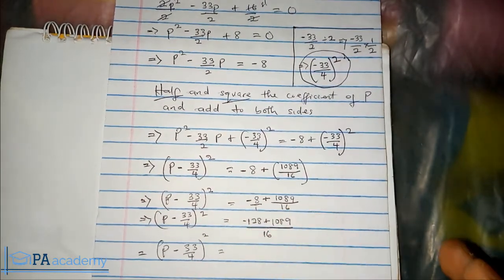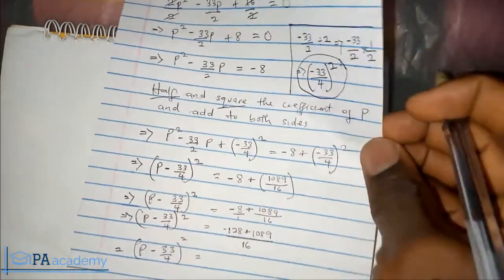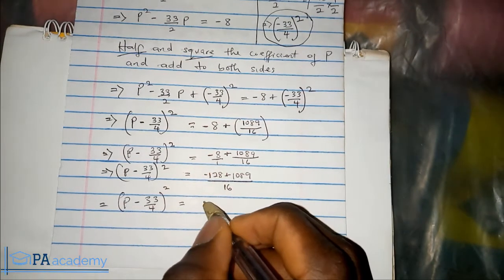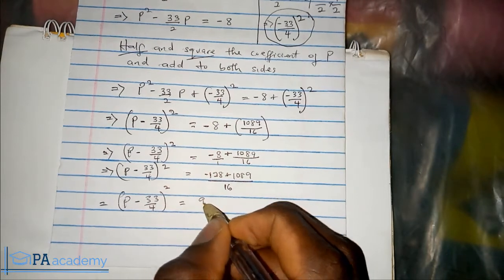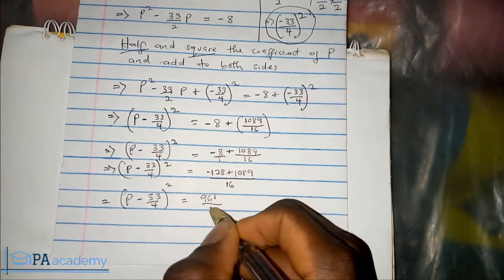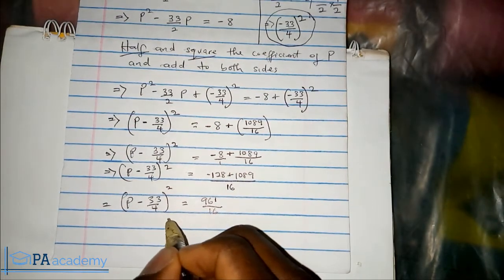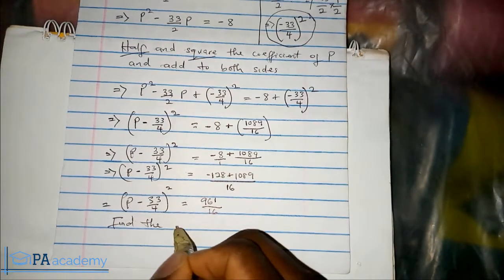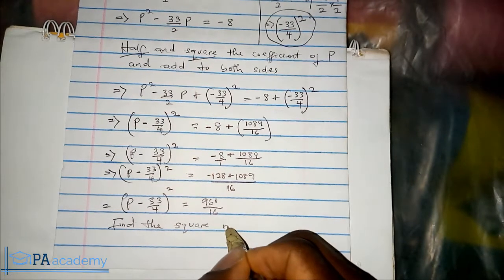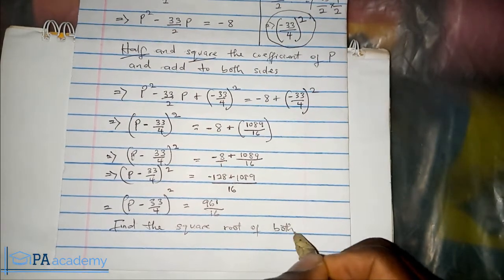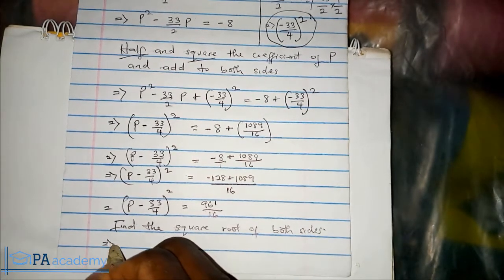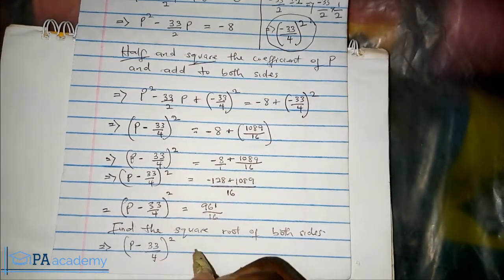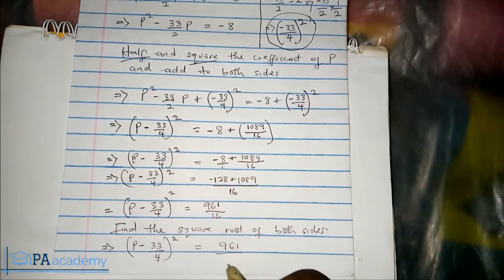equals, so -128 plus 1089 will give us 961 over 16. So from here, what we are going to do now is find the square root of both sides. So doing that, we are going to have (p - 33/4)² equals 961 over 16.